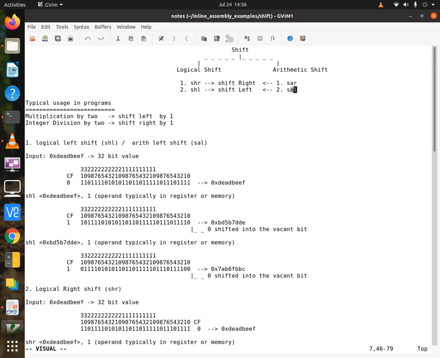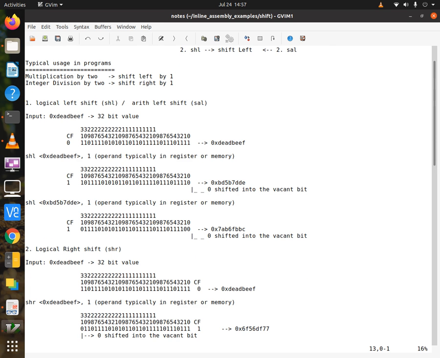Typically the shift instruction is used in programs where you want to multiply or divide by 2 or powers of 2. Multiplication by 2 requires that the operand be shifted left by 1, and an integer division by 2 requires that the operand be shifted right by 1.